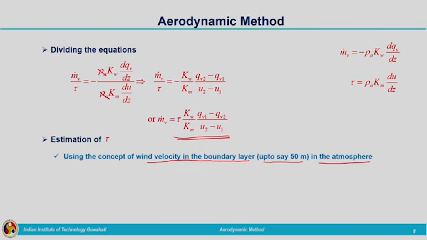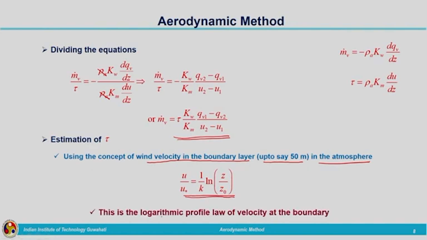So, what is the expression for the velocity distribution in the boundary layer theory? That is given by u by u star is equal to 1 by k ln z divided by z naught. This is the logarithmic distribution of velocity, the logarithmic profile law of velocity at the boundary. If you go through the boundary layer theory which you have studied in fluid mechanics, you will be reminded of this equation. We will make use of this equation here for the estimation of momentum flux.